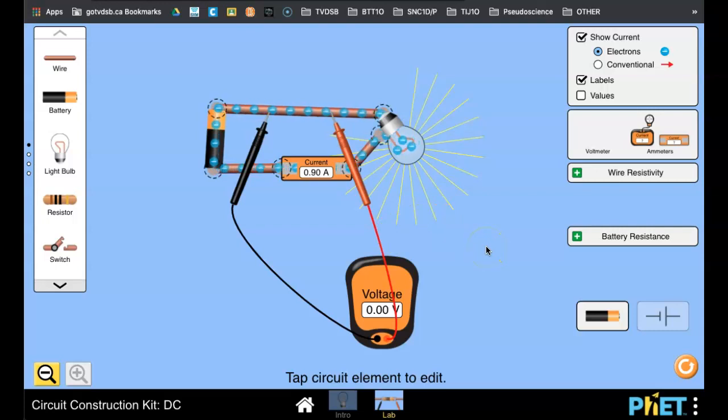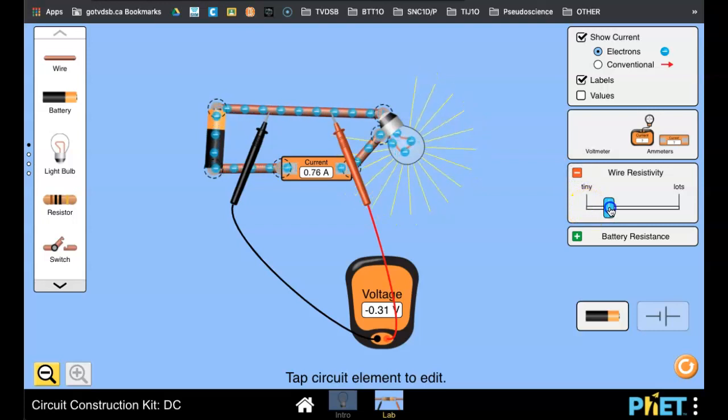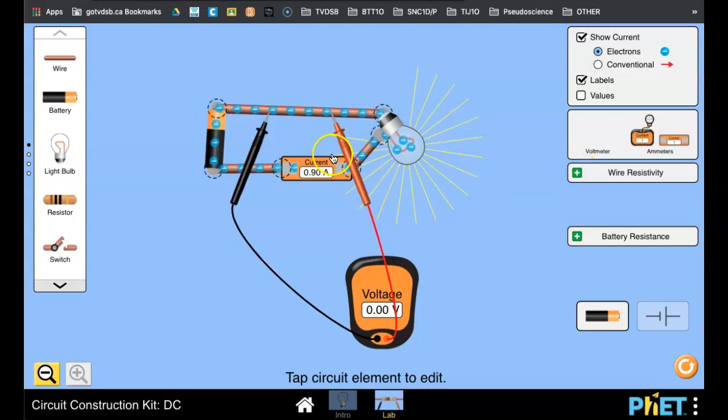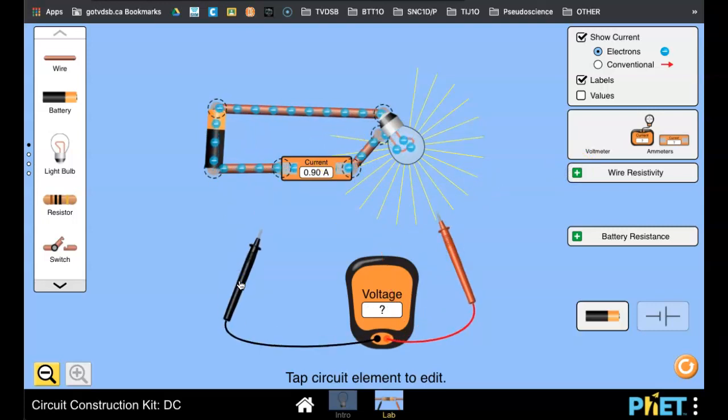Now, in real life, there actually would be a difference. Right? So the wires will provide a little bit of resistance. And if you look over here, you can actually change how much resistance those wires have. But the amount is quite small. Right? It's not enough that we generally care about it. It only really has an effect when we start running wires over very long distances.